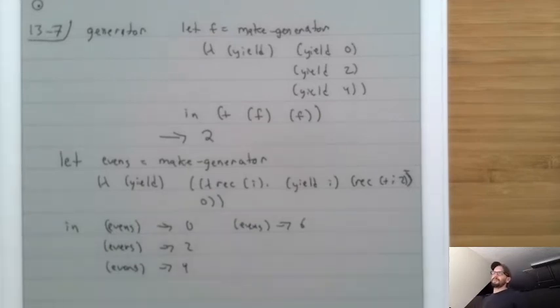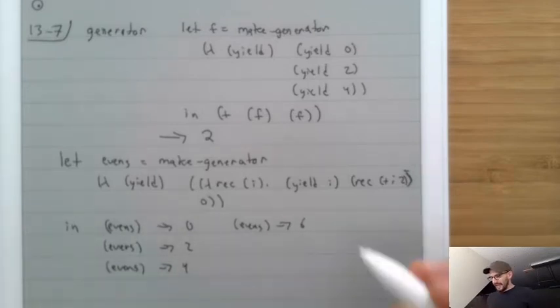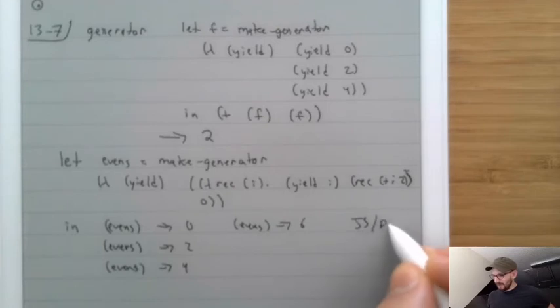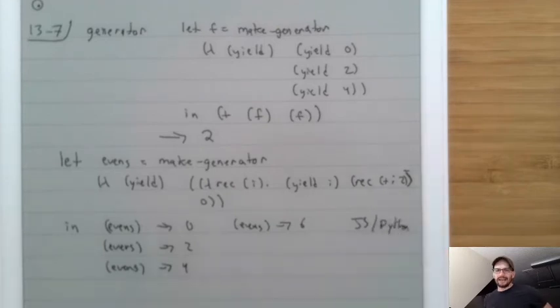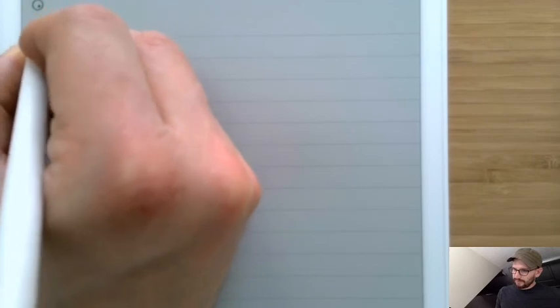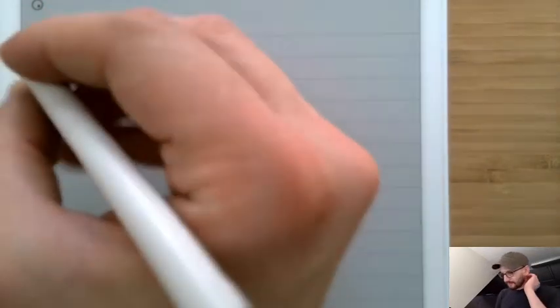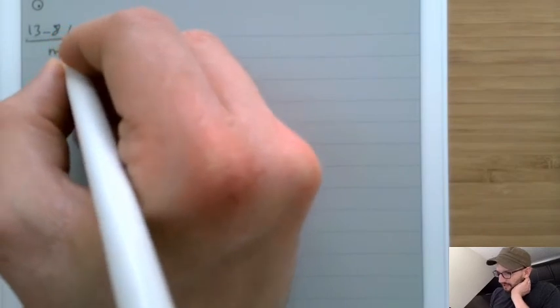So this is what make generator does. There are languages that support this, such as JavaScript and Python. They both have generators as a feature that's built into their compilers. But what we can do is write make generator as just a program in our language. Here's how it works.